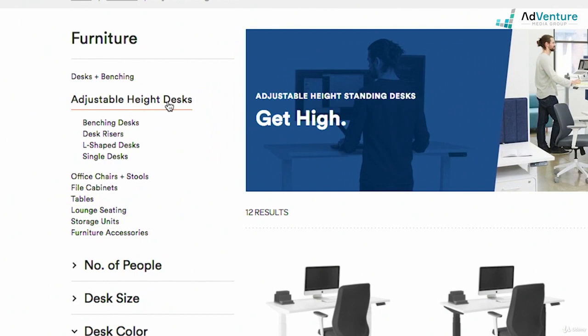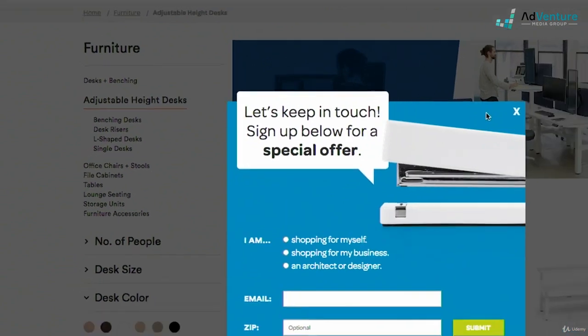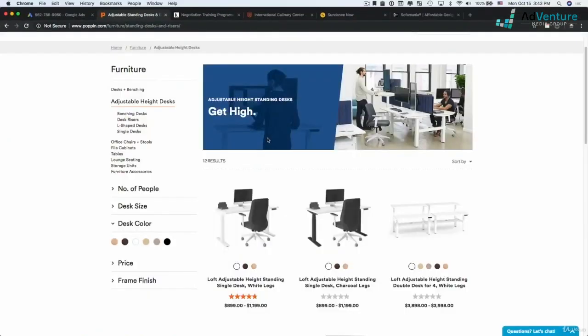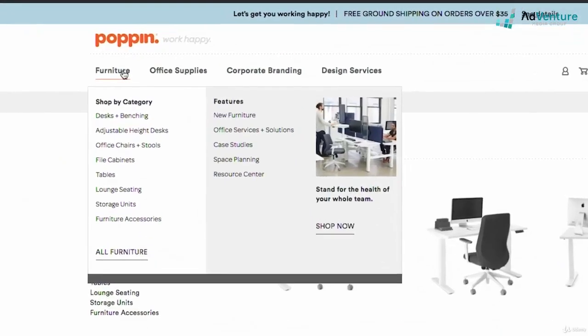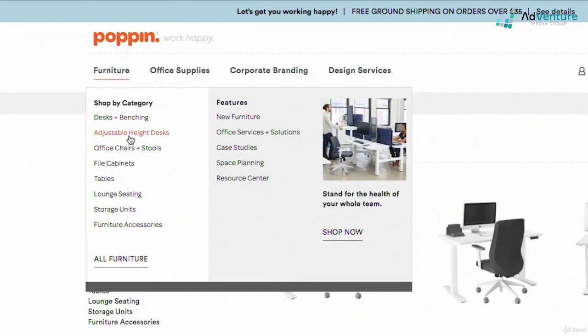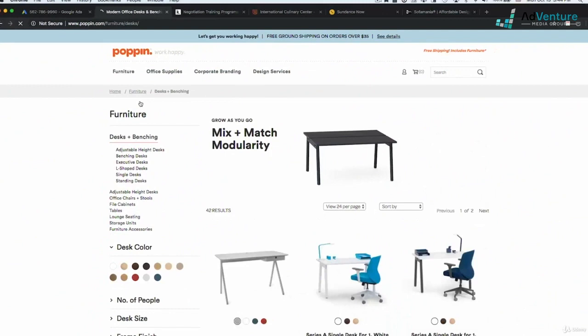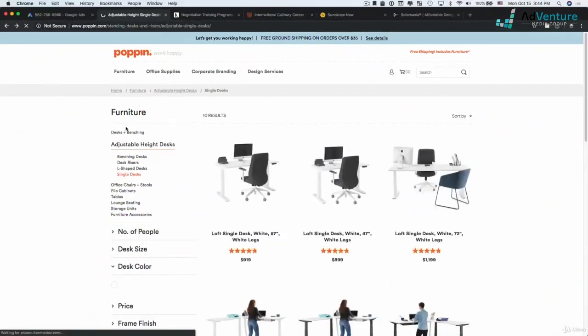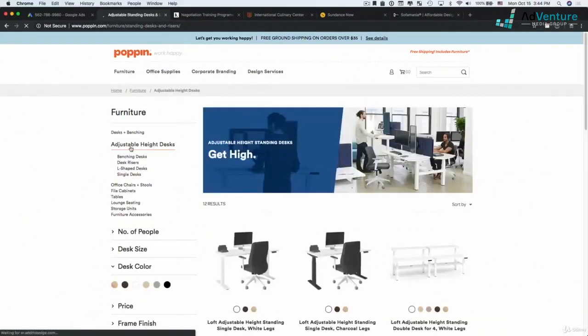So if I have adjustable height desks and somebody's searching for adjustable height desks, standing desks, so on and so forth, I think that this page that we're on now would be a good place to send that traffic to. I could potentially turn any of these subcategories into campaigns as well. So I might have a campaign for adjustable height desks, and then have an ad group for benching desks, desk risers, L-shaped desks, and single desks.